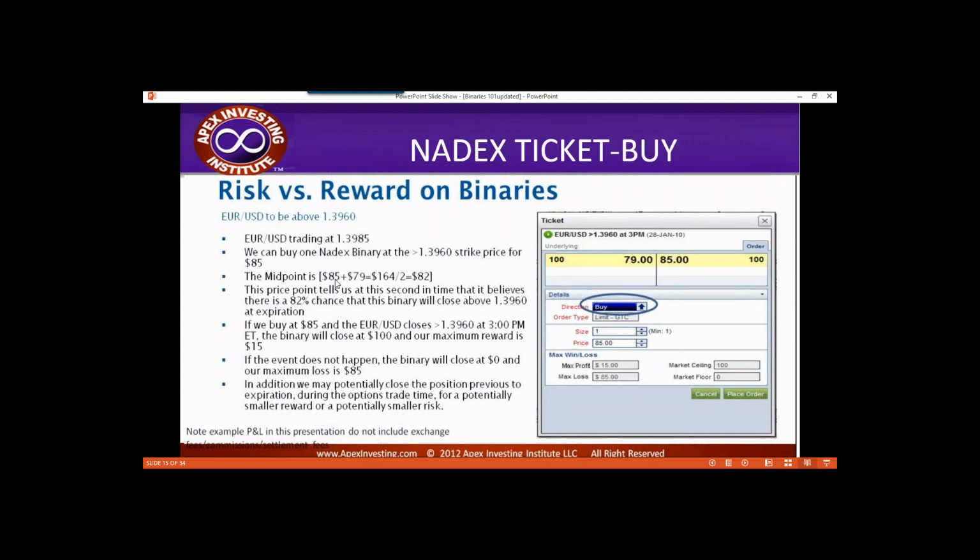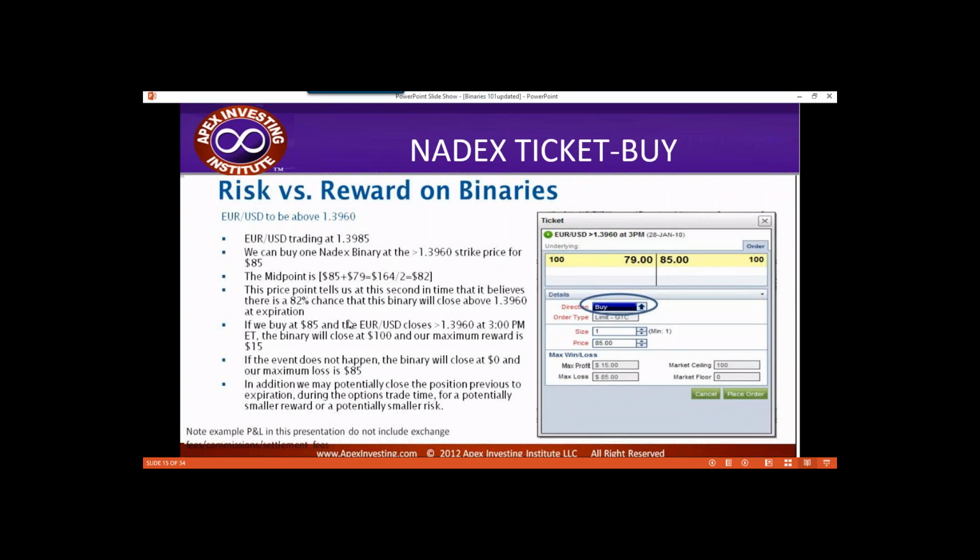Well, if we take 85, the amount I can buy it for, and 79, the amount I can sell it for, we add those two together, that equals $164. If we divide it by 2, so we have a buy and a sell, the average is $82. This price point tells us that right now at this second in time, it believes there's an 82% chance that this binary will close above 1.3960. So you can look at the buy and the sell side, figure out what the middle is, and that gives you a percentage of probability of that binary expiring in the money. Does that make sense?